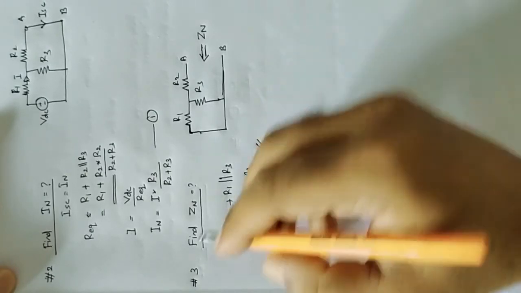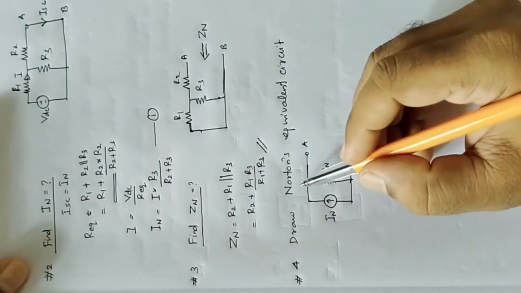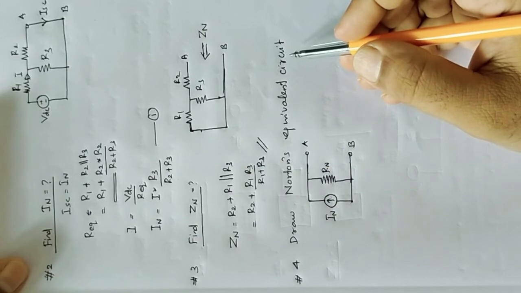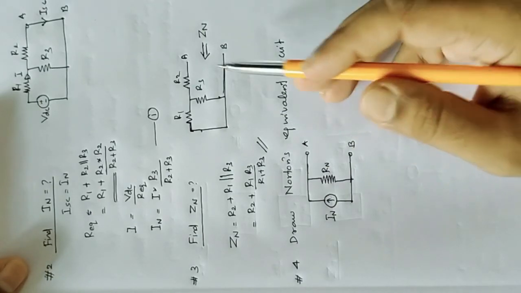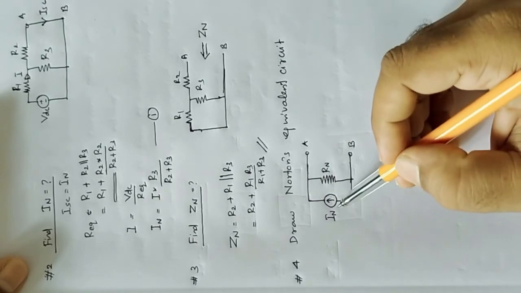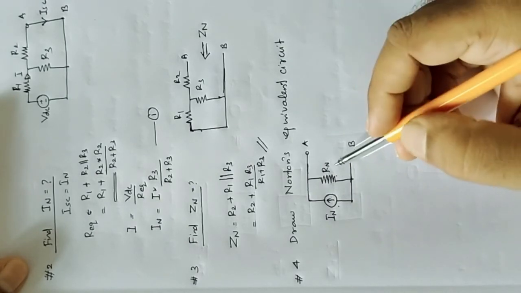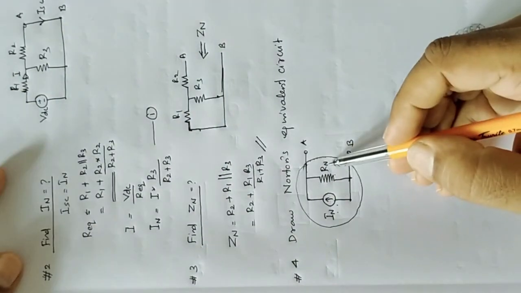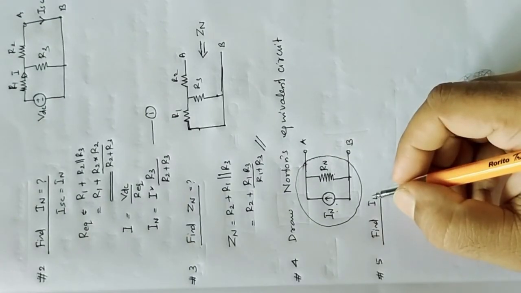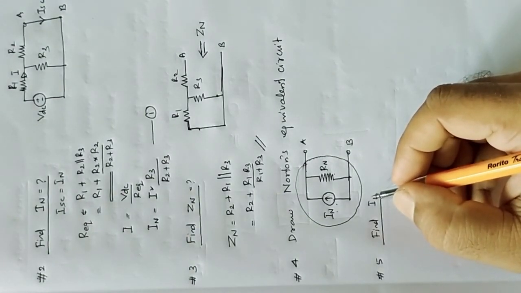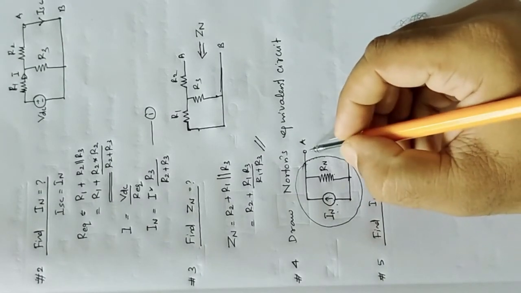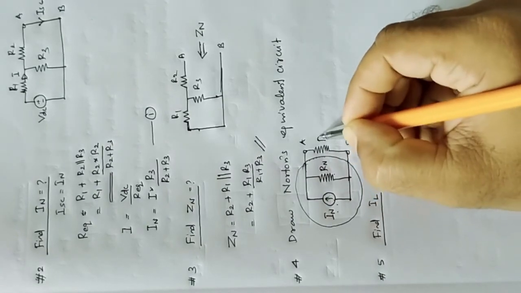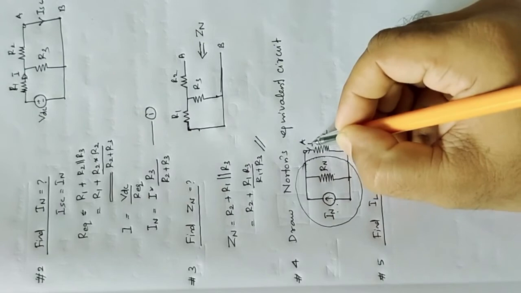Now we have Zn and IN. The fourth step is to draw the Norton equivalent circuit, that is, any linear active bilateral network with output terminals A and B can be replaced by a current source in parallel with an impedance or resistance. This current source is termed the Norton equivalent current source and Rn is the Norton equivalent resistance. The fifth step is to find the current flowing through the load resistance RL. In order to find IL, we need to reconnect the load resistance which we removed in the first step.